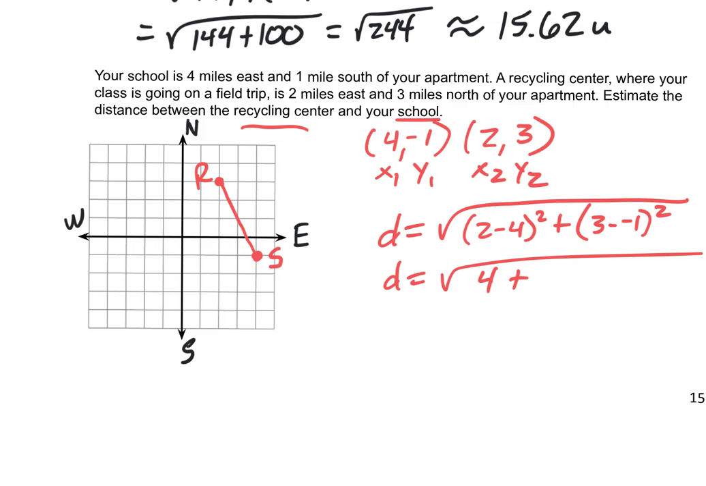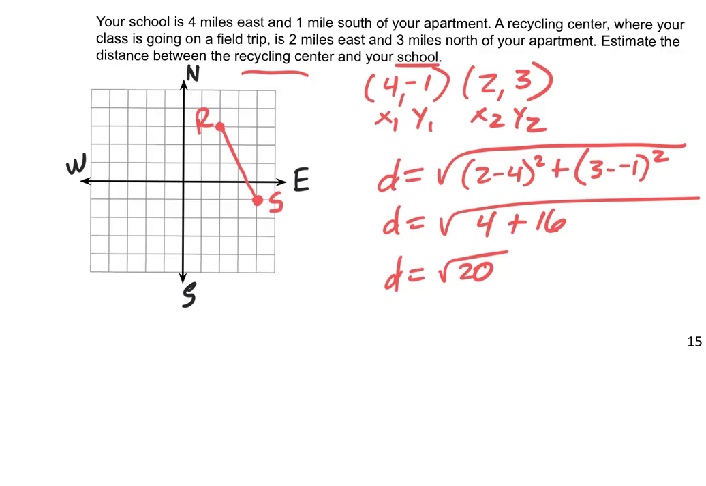3 minus negative 1 is same as 3 plus 1. 3 plus 1 is 4. 4 squared is 16. So we get the square root of 20. And it doesn't tell us what to round to here. So let's round to the nearest tenth on this one. If I take the square root of 20 and I round to the nearest tenth, what would that be? 4.5?